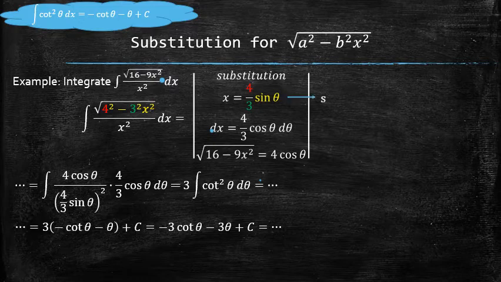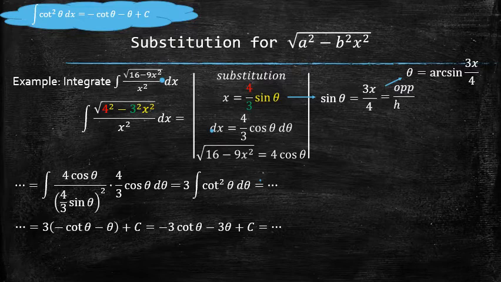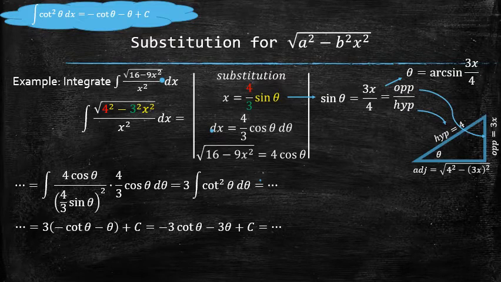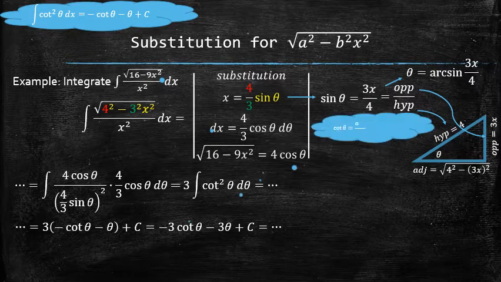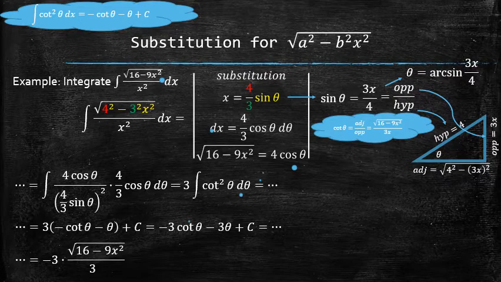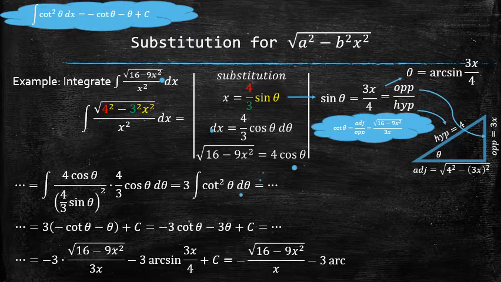To find theta, we consider the substitution and isolate theta by applying the arcsine function to both sides of the equation. To find the cotangent of theta, we construct the reference triangle for angle theta, find the missing adjacent side using the Pythagorean theorem, and use the definition of cotangent to express it in terms of x. We finish the process by replacing theta and the cotangent of theta with the expressions in terms of x and simplifying the result.